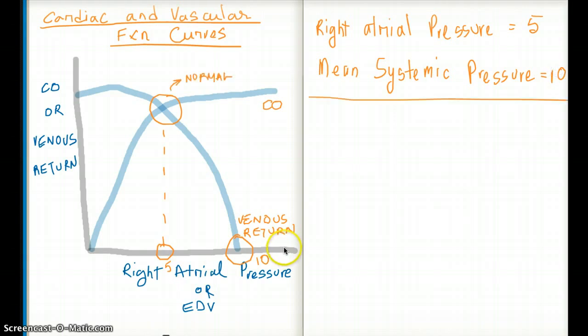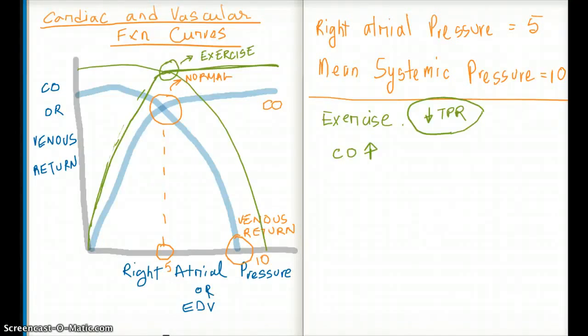So now that we understand the basic premise of this graph, let's see how it really applies to physiology or pathophysiology. If we call this scenario of cardiac output and venous return normal, what is going to happen to this graph when a person is exercising? So when we are exercising, what's going to happen to our cardiac output? Our cardiac output is going to be up, right? What's going to happen to our venous return?